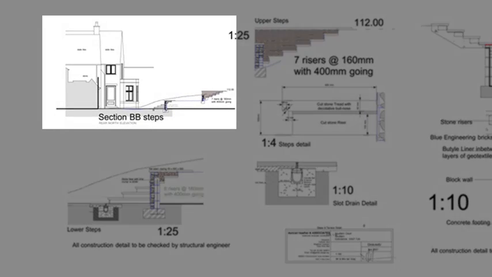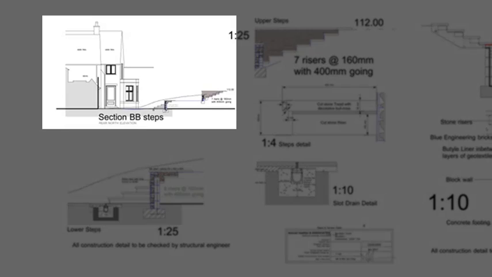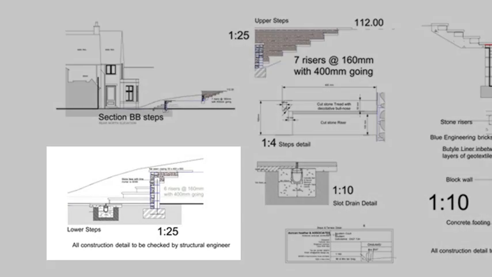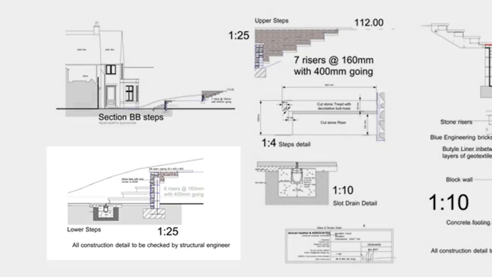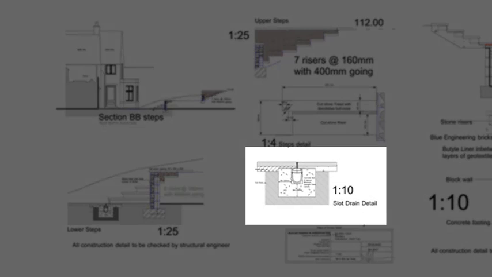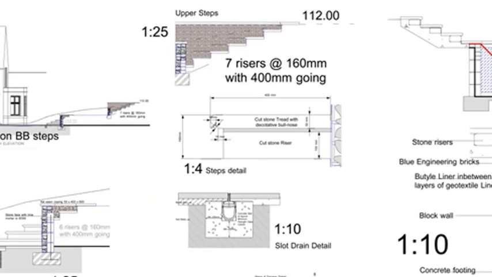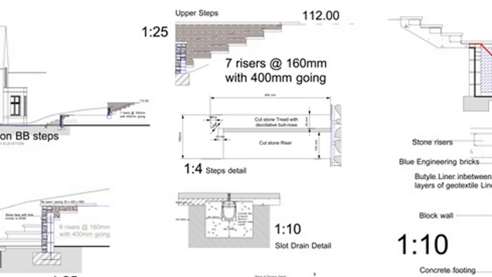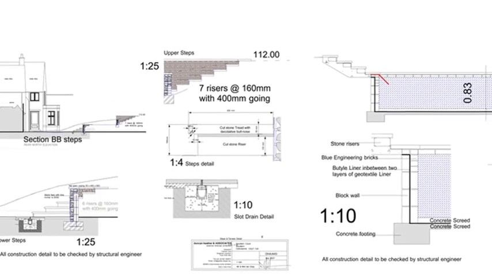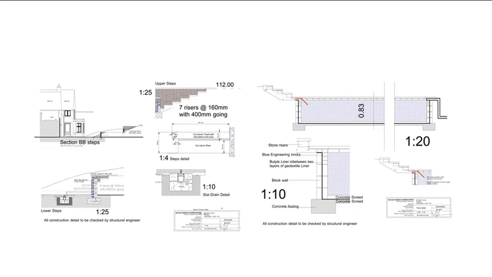In this case, starting with a drawing at 1 to 100 and moving down to 1 to 25 for the step cross sections. Then down to 1 to 10 for the slot drain. And finally, down to 1 to 4 for the step detail to show the masons how I want the nosing of the step detailed.